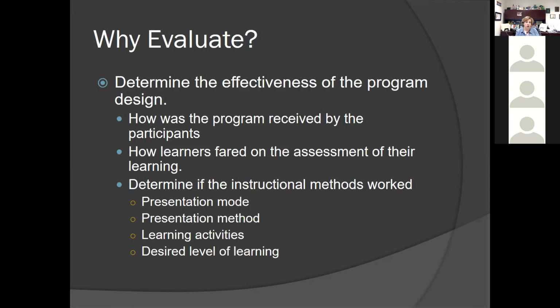Did the method work? Did the learning activities work? And did we achieve our desired level of learning? Do you just want the individuals to gain knowledge in that area, or did you want them to change their practices?